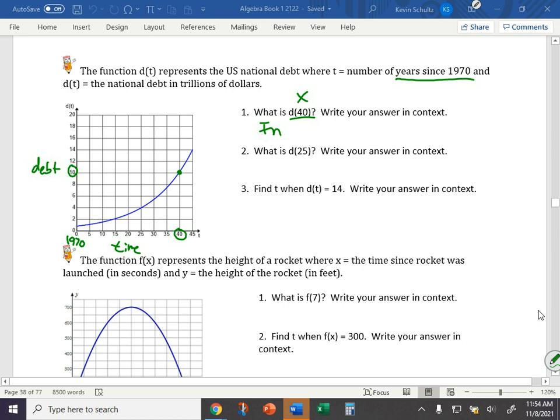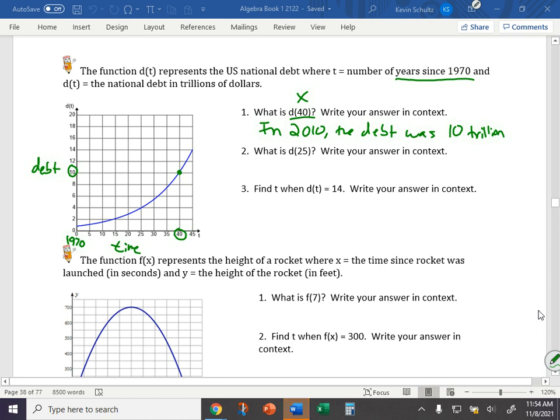So in context, you might write, in 2010, the debt was what? $10? Even I could pay that off. Yeah, $10 trillion. Oh, now I can't pay it off anymore. Right? And you can write that as in words, 10 trillion, or the number written out, a 10 with 12 zeros after it. Okay?